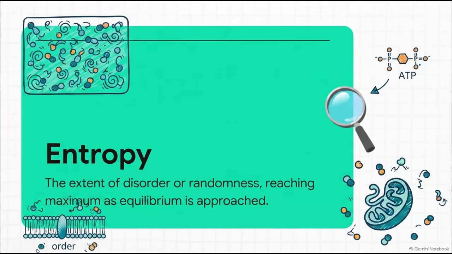The absolutely crucial point here is entropy. Simply put, it's just the extent of disorder or randomness in a system. The textbook states clearly that as a system approaches equilibrium, entropy reaches its absolute maximum. Now, our cells are constantly battling against this equilibrium. They are spending energy in the form of ATP just to maintain order. So you see, life itself is a constant battle against entropy.